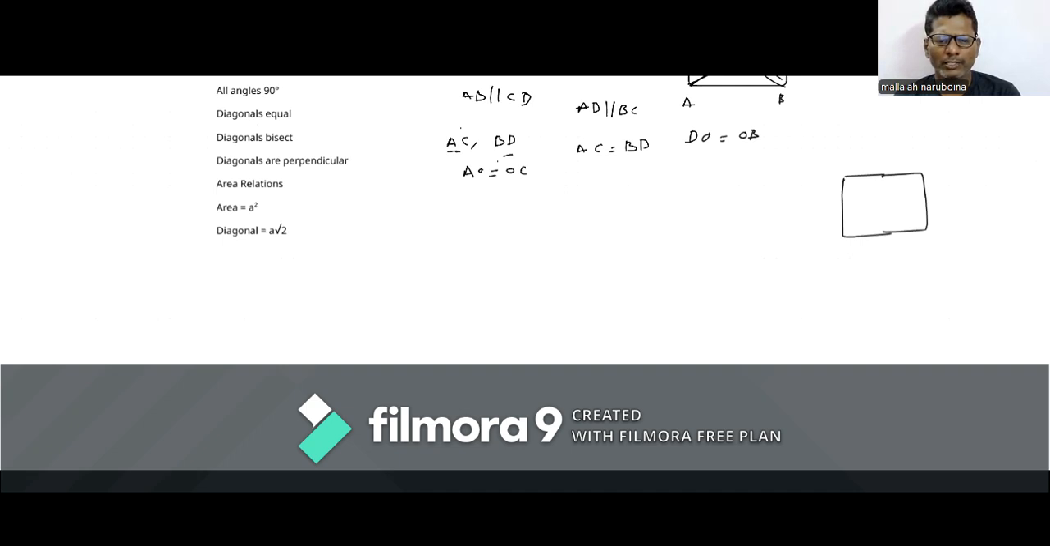The area of a square is S squared, meaning side into side. The diagonal is root 2 S. That means the length of the diagonal is root 2 times the side of the square. Here S stands for side. The perimeter is 4S, 4 into side.